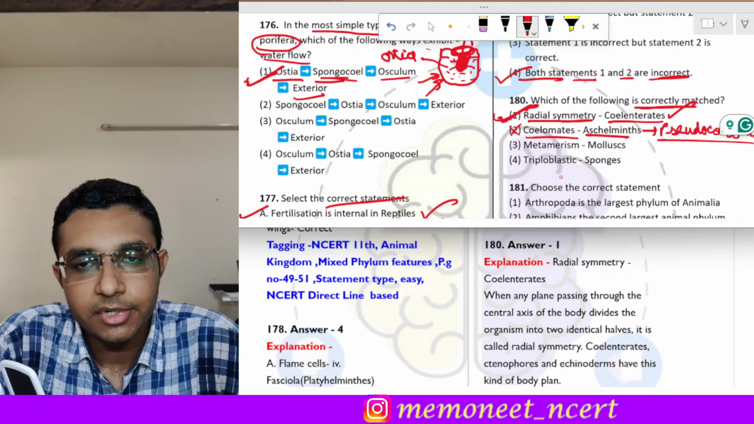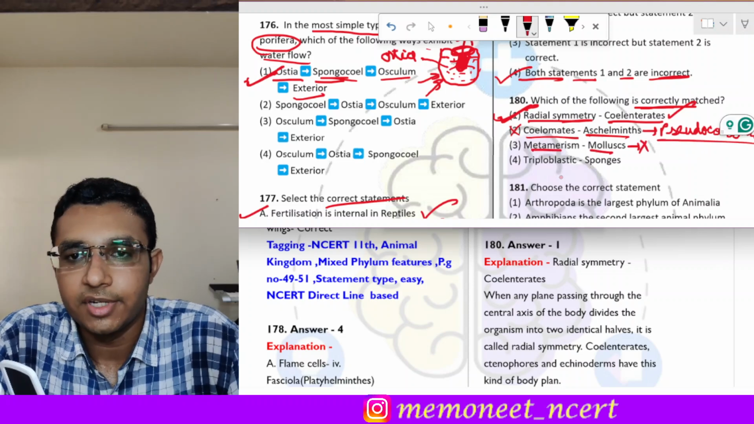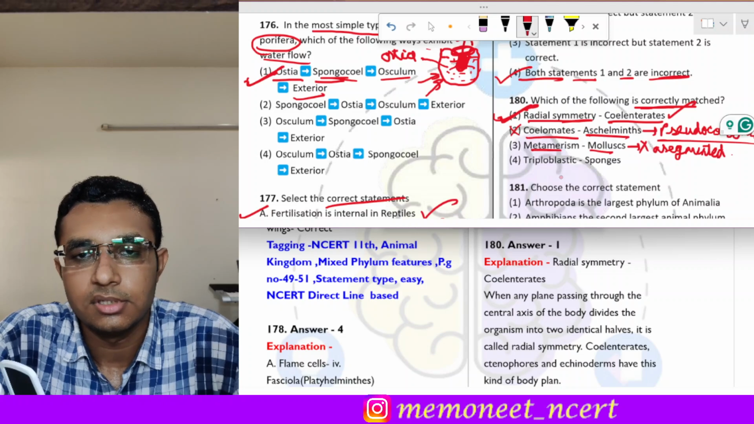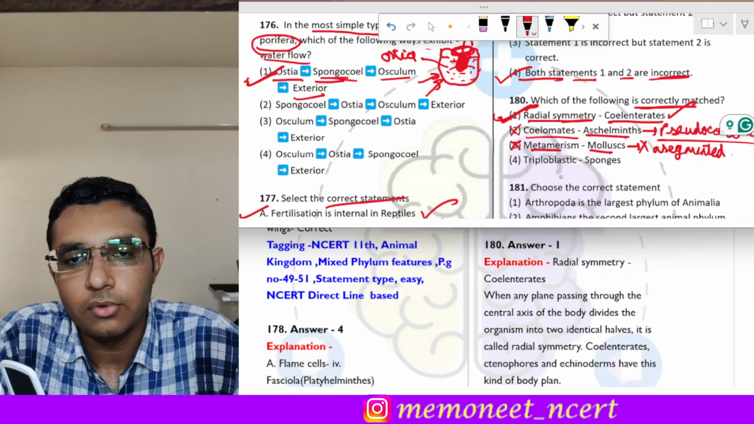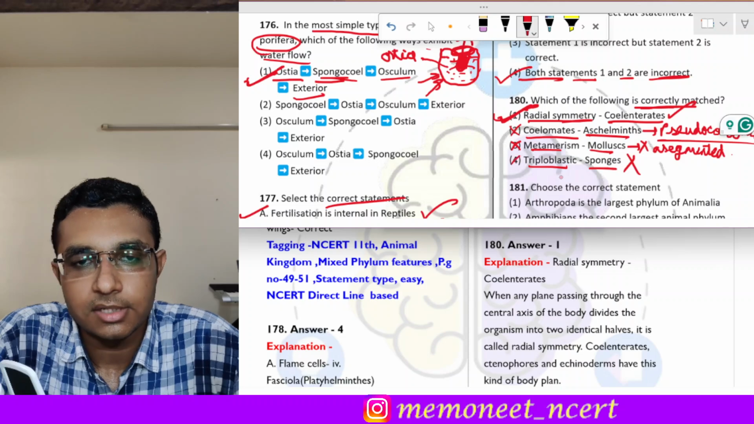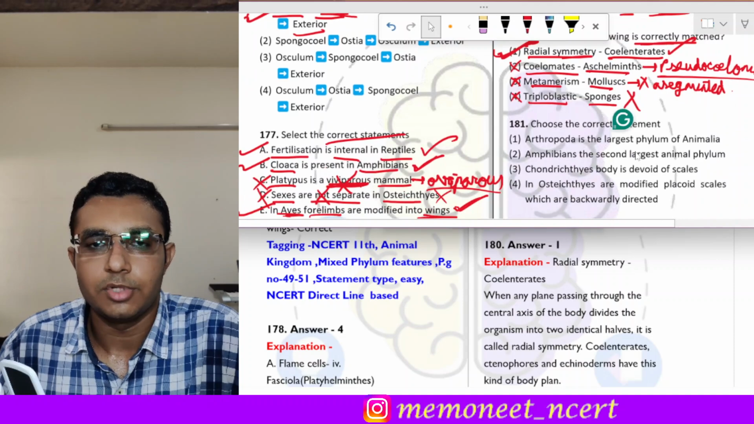The third statement is metamerism, mollusks. Now see, mollusks do not show metamerism, they are unsegmented. Okay, so this third is also incorrect. The fourth is triploblastic, sponges. Now sponges are not triploblastic, so option 4 is also incorrect. So the correct answer of this question is option 1.